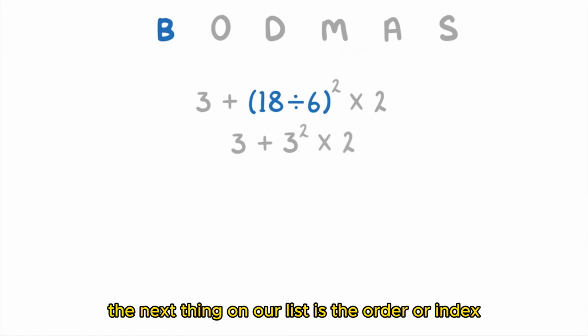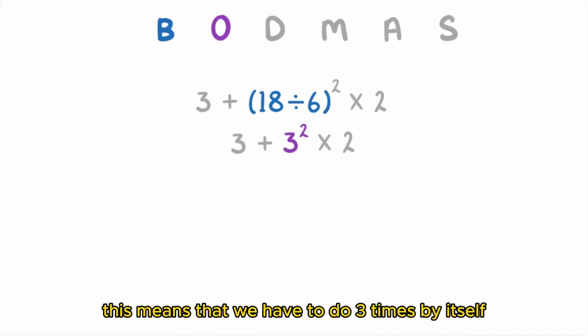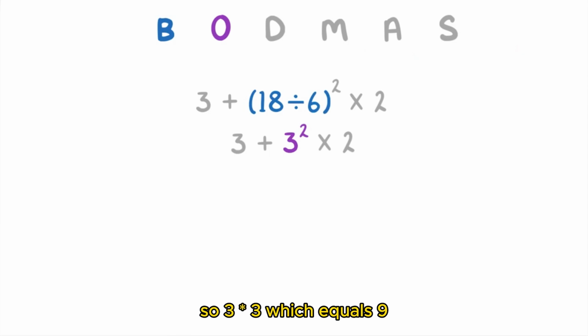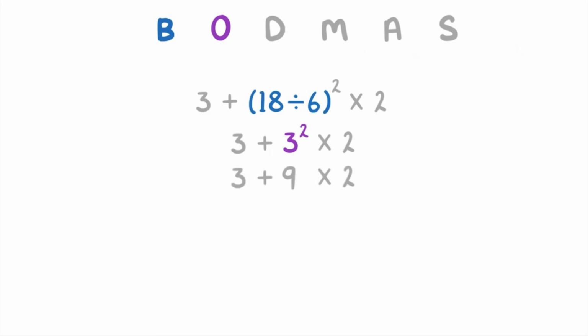The next thing on our list is the order or index, which is this power of 2. This means that we have to do 3 times by itself. So 3 times 3, which equals 9. So we now have 3 plus 9 times 2.